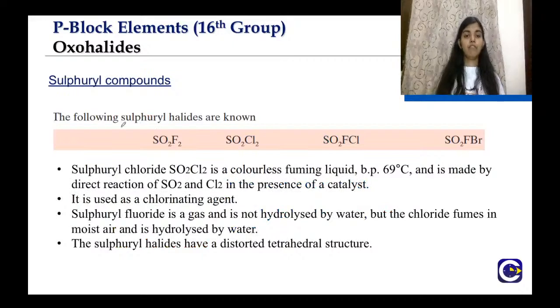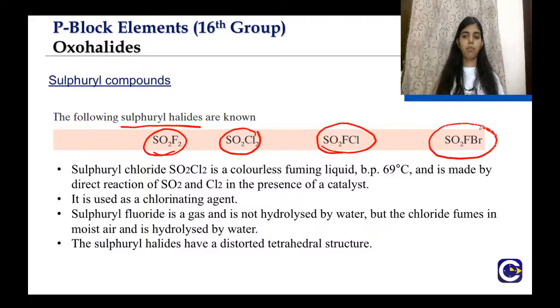Now sulfuryl halides, that means two halogens are there: SO2F2, SO2Cl2, SO2FCl, SO2FBr. In the first two the halogens are the same, but in the others the halogens are different, fluorine and bromine, fluorine and chlorine. Sulfuryl chloride, SO2Cl2, is a colorless fuming liquid. SO2 plus Cl2 in the presence of a catalyst will yield SO2Cl2.